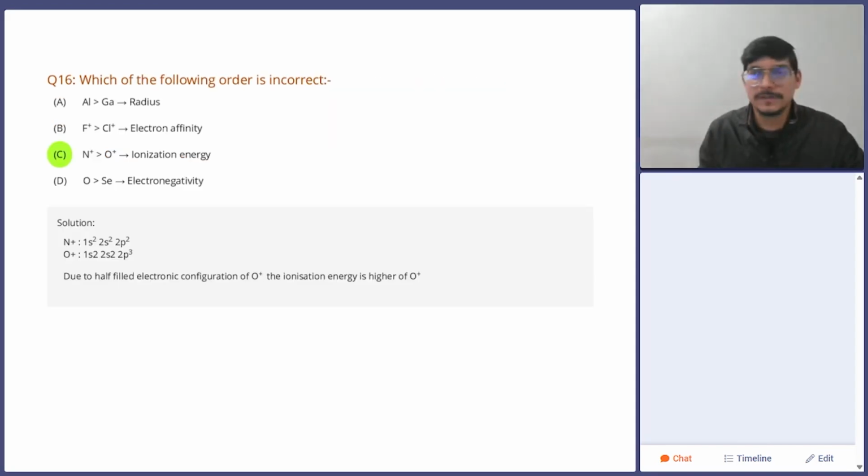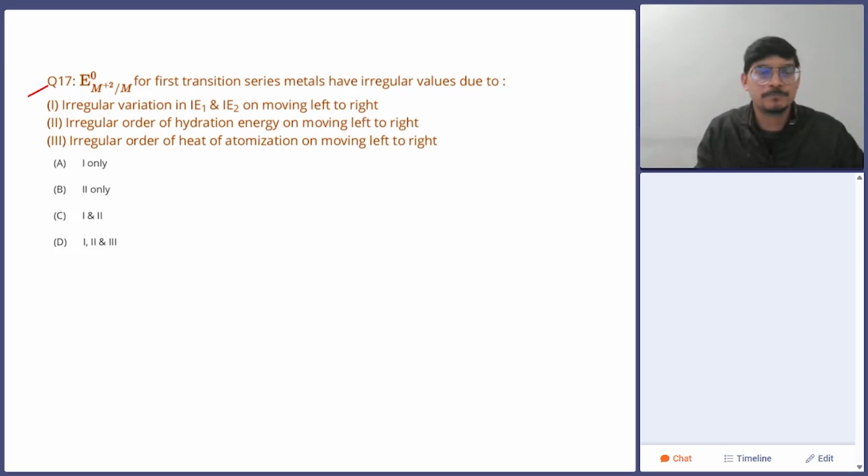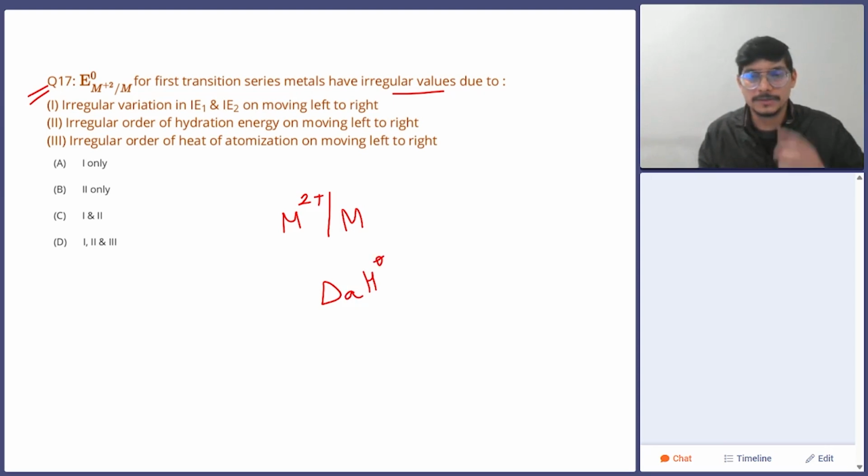This is more of an experimental thing, right? So the electrode potentials for the redox couple M2+/M for the first transition series metals are irregular values, right? So you see the potentials do not vary regularly, and actually these potentials depend upon enthalpy of atomization, because you have to first convert atoms into gas phase. Only then you can remove electrons. And once you remove an electron, you define ionization enthalpy.